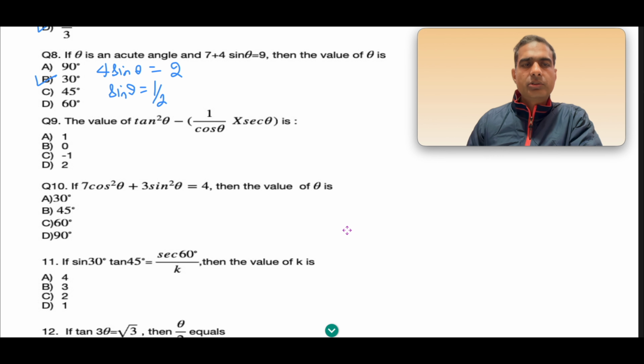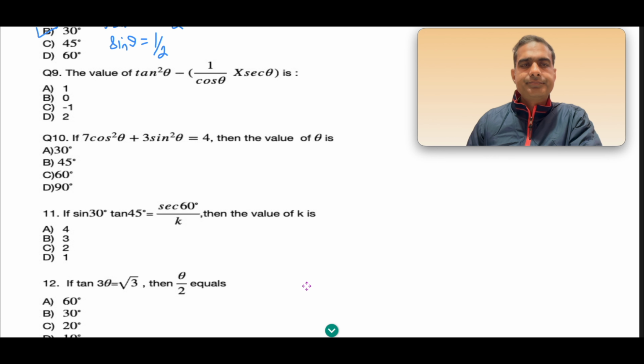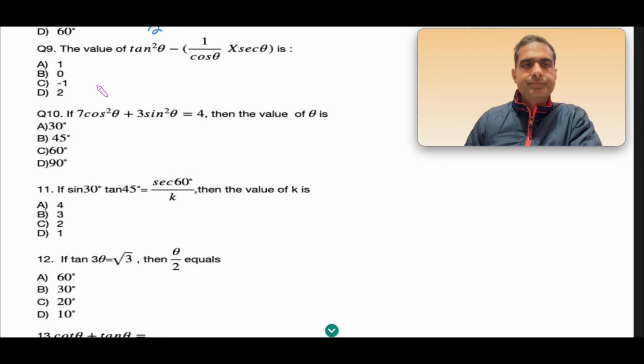Now moving to question number 9. The value of tan square theta minus 1 by cos theta times sec theta. So 1 by cos theta is, we know, sec theta. So from here we can simplify the expression: tan square theta minus sec theta times sec theta. So it will be tan square theta minus sec square theta.